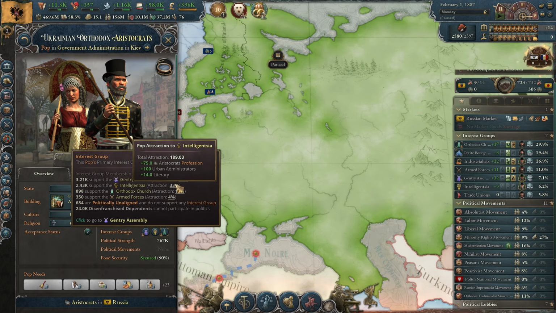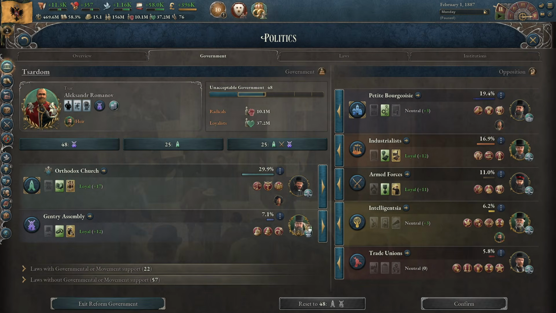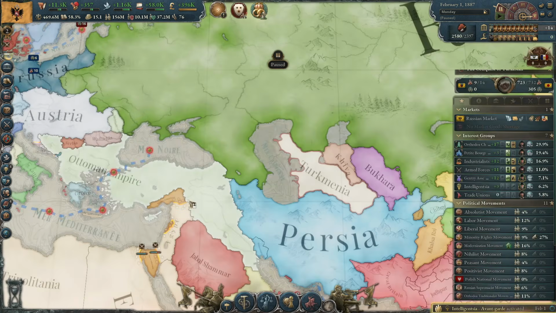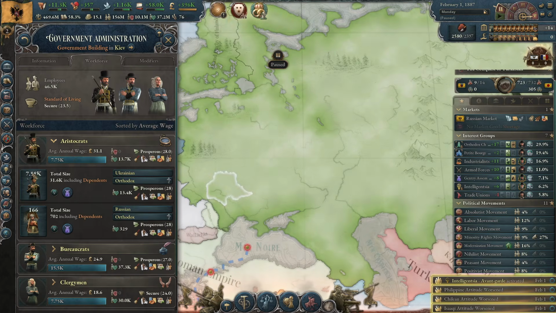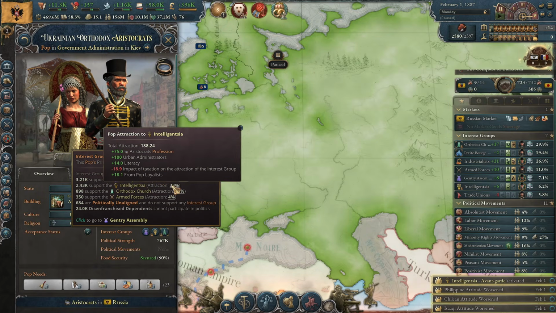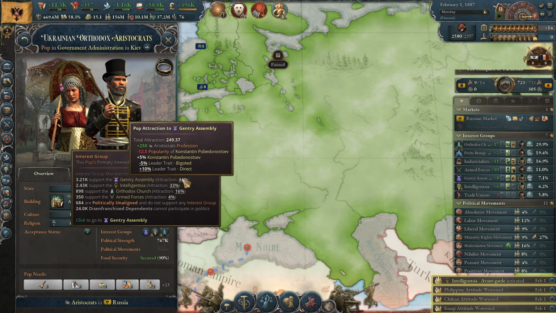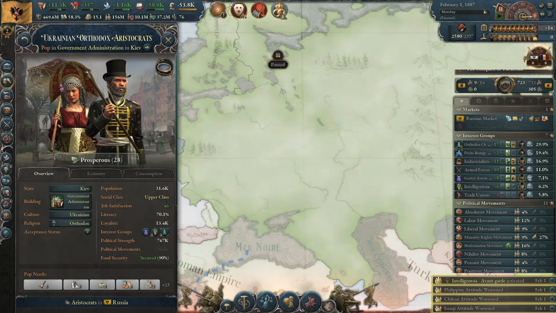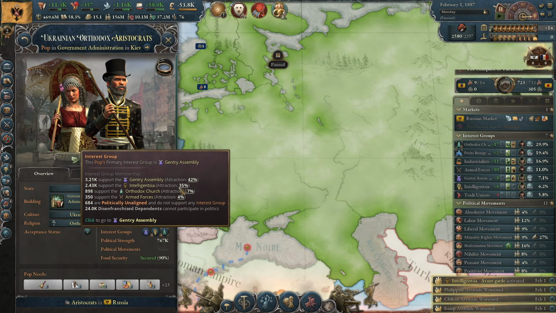However, if they're working in urban administration, they have a significant weighted increase to support the intelligentsia. But let's say we go ahead and reform the government, kick the landowners out, and put the intelligentsia in government. If we go back to that same group of aristocrats, we are going to see the attraction hasn't changed yet because we haven't unpaused, but now there's an impact of taxation and pop loyalists that's now affecting the intelligentsia instead of the landowners. So say we were to drop taxes to normal, for example, and check it again.